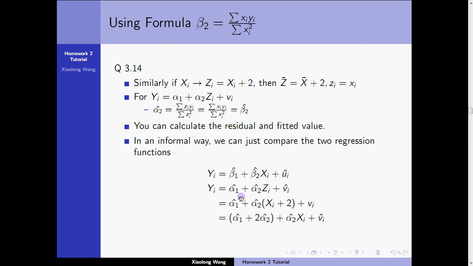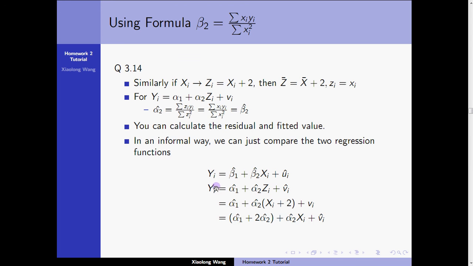And again, just to answer the question we posed a moment ago: what will be the change of the intercept? The intercept alpha 1 hat will equal beta 1 hat, the original intercept, minus this part. So that's the answer for this question.